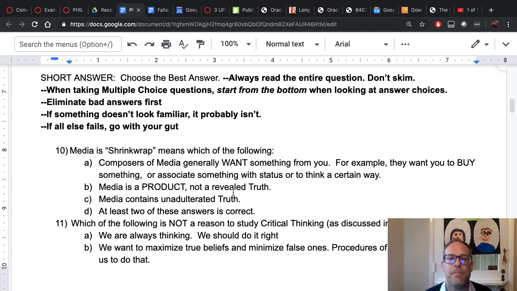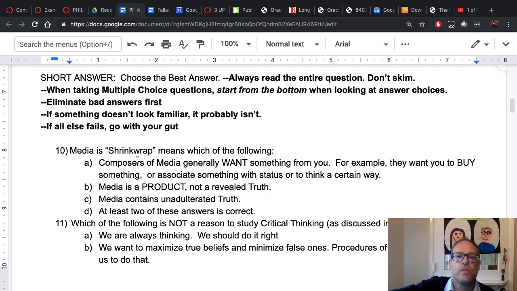Okay, number 10. Media is shrink wrap means which of the following? A, composers of media generally want something from you. For example, they want you to buy something or associate something with status or to think a certain way. B, media is a product, not a revealed truth. C, media contains unadulterated truth. D, at least 2 of these answers is correct.